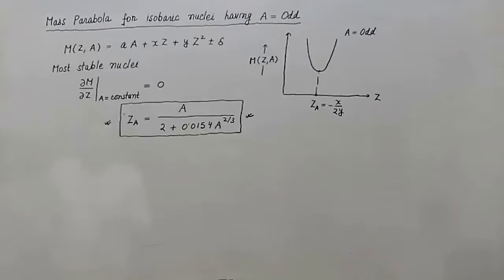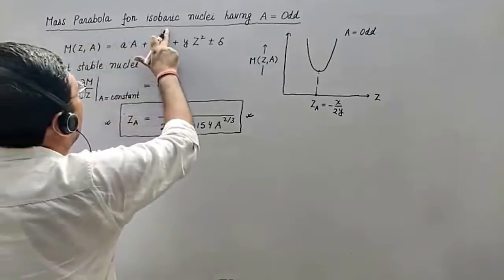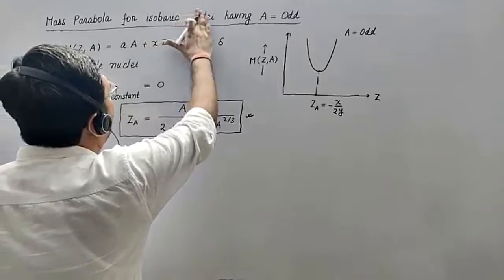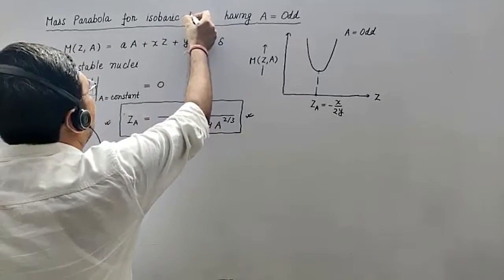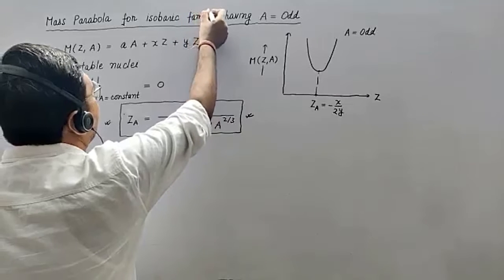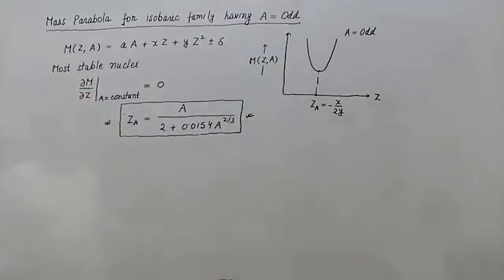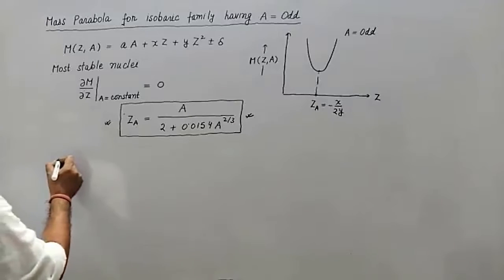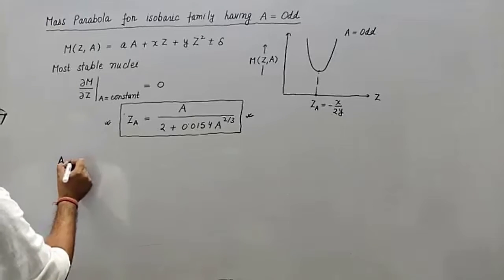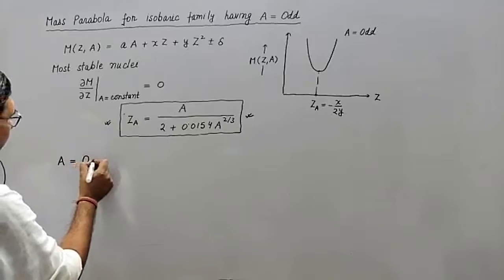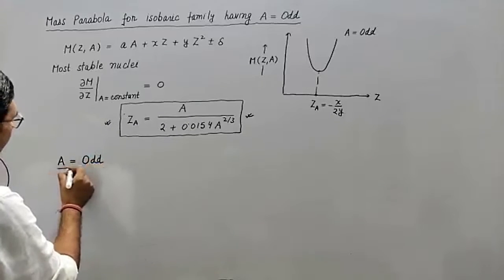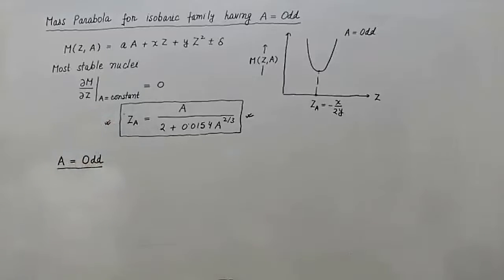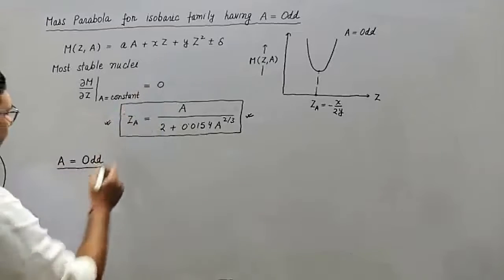Now we will discuss the case of the mass parabola for an isobaric family. This is not nuclei, this is an isobaric family having A equal to odd number. Up to this point, we have not considered whether A is an odd number or an even number. But if we consider A equal to odd, then what will happen? This delta will be 0.